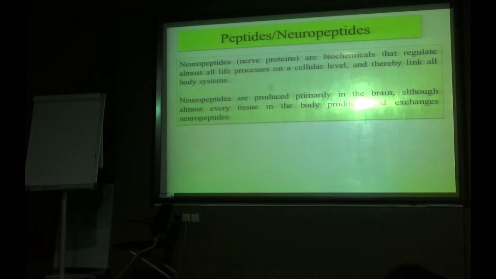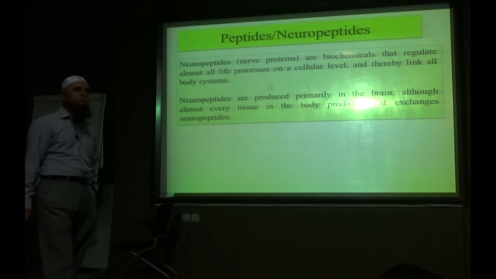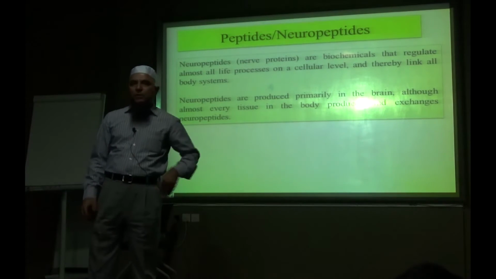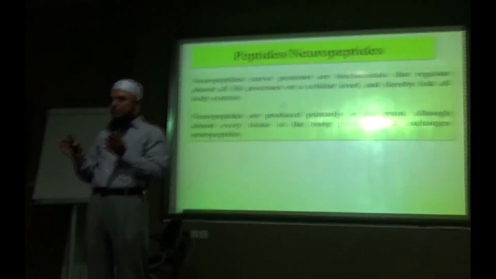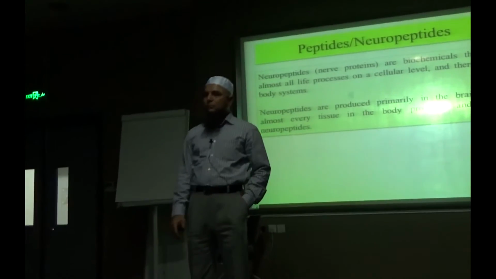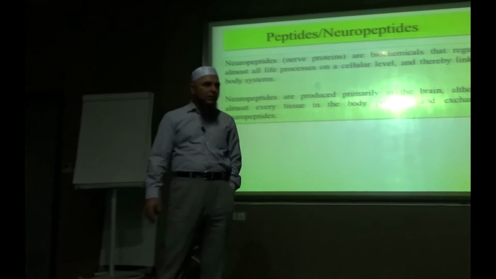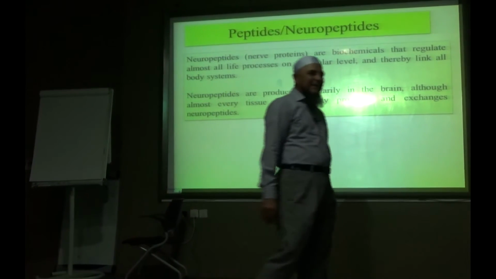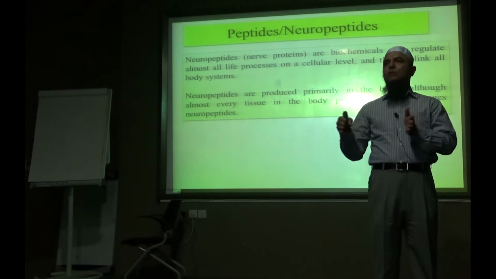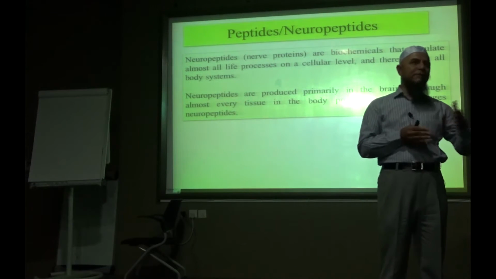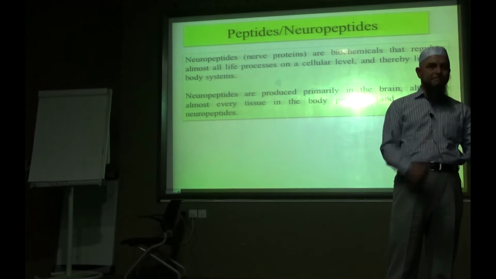Actually, from the biochemical point of view, if you remember the lectures from last year, we said peptides are amino acids, protein and peptide. Classically, they said that less than 50 amino acids, that will be called peptide. If more than 50 amino acids, that will be called protein.